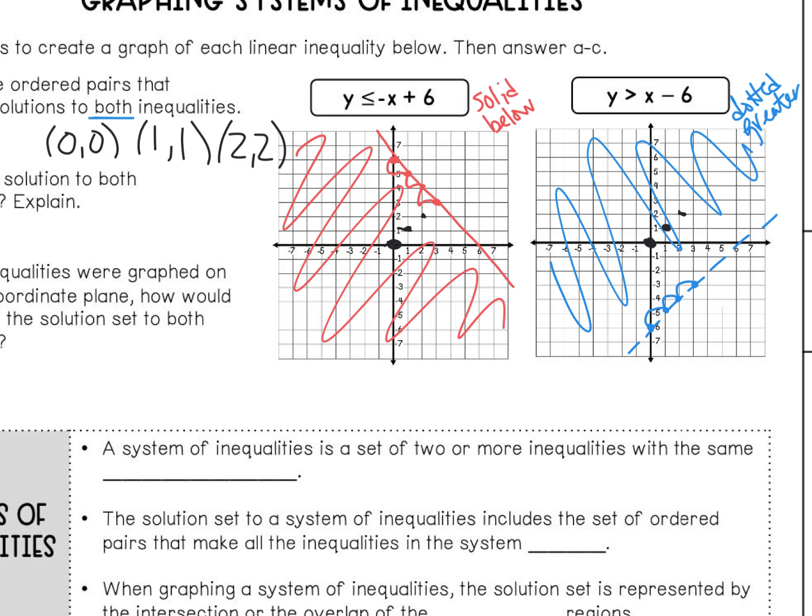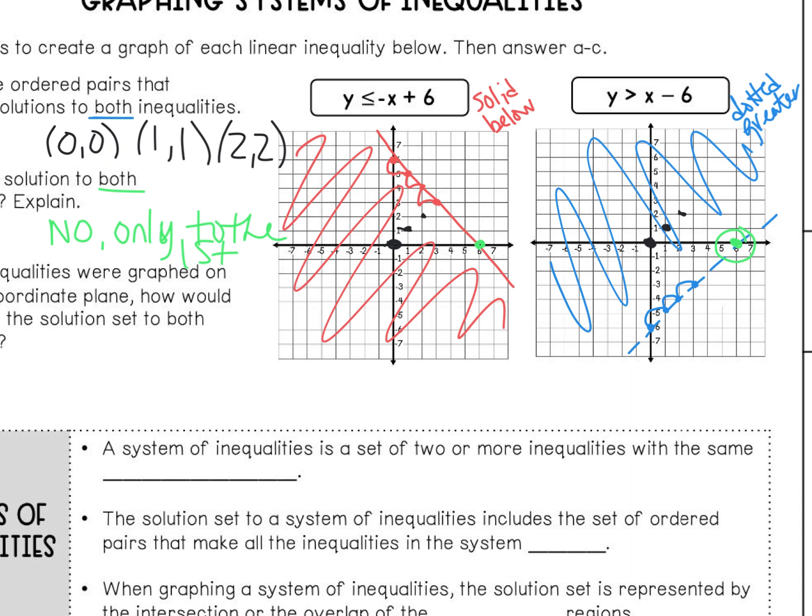Is 6, 0 a solution to both? All right, so where is 6, 0? I'm going to change my color to green for this one. 6, 0 is here on the x-axis. Is it a solution? The key word here is both. No, why not? Right, so it's only on the first one. Only a solution to the first, or the one I did in red, right? We said if it's on a dotted line, it doesn't count. Only if it's on a solid line.